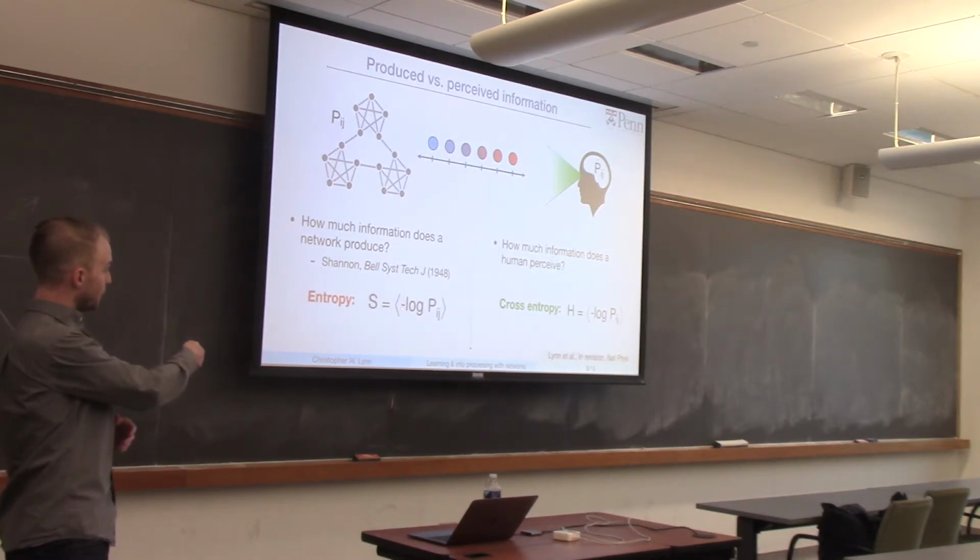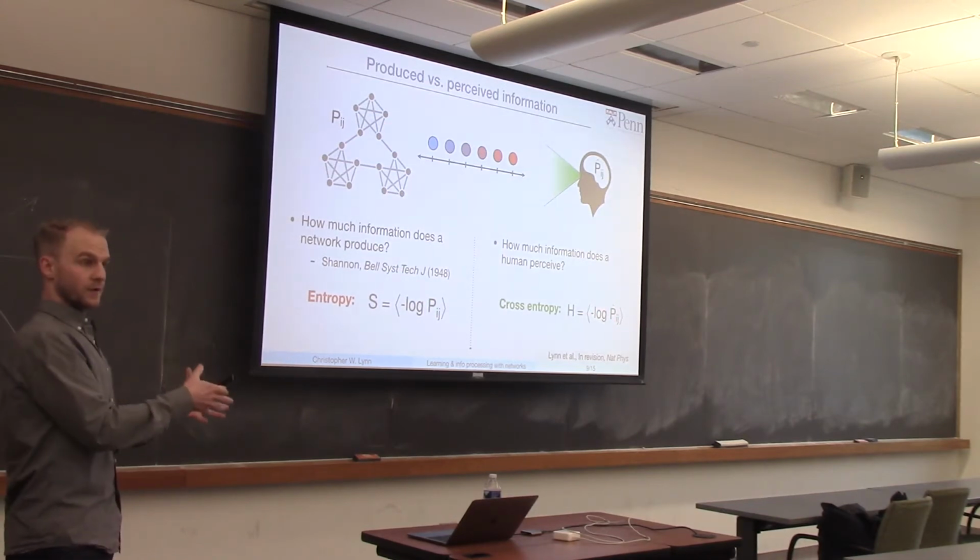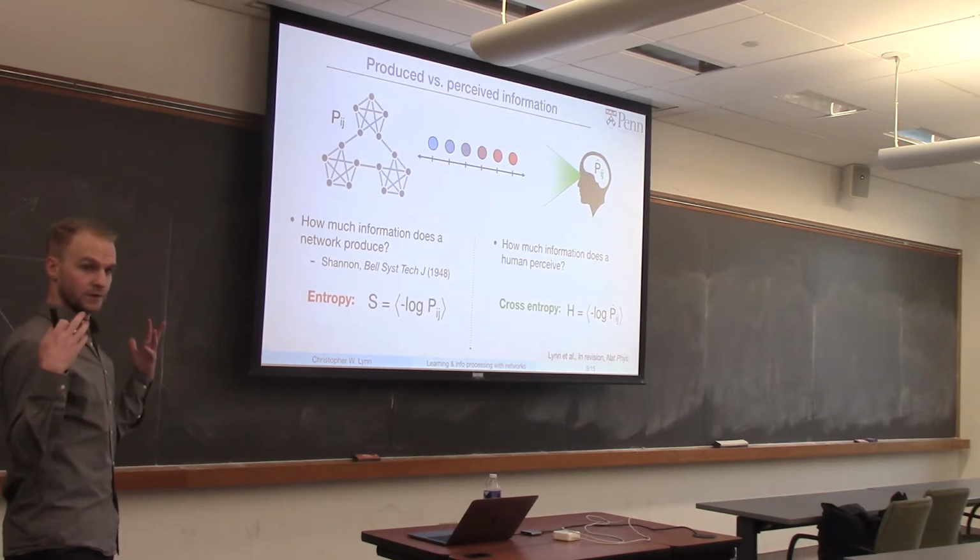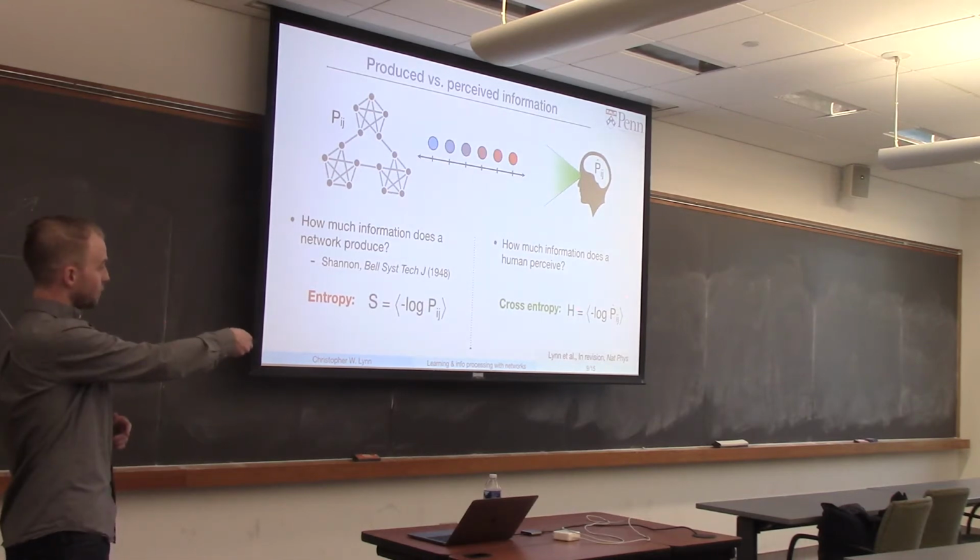So instead of minus log Pij, what we have is minus log P hat ij. This is the amount of information that a stimulus conveys to a human with some expectations P hat. And again, you just average over the sequence.